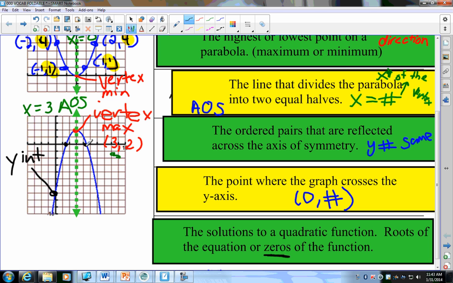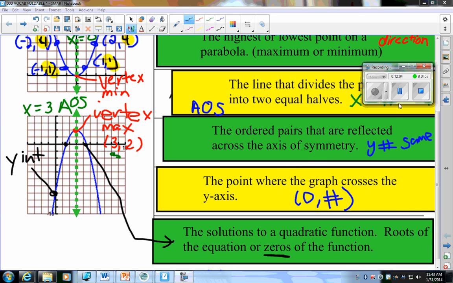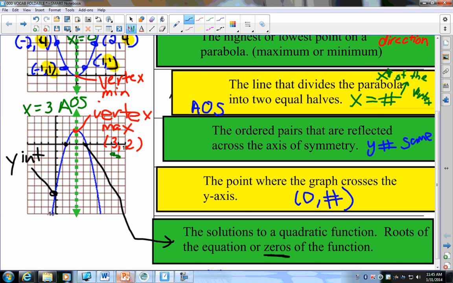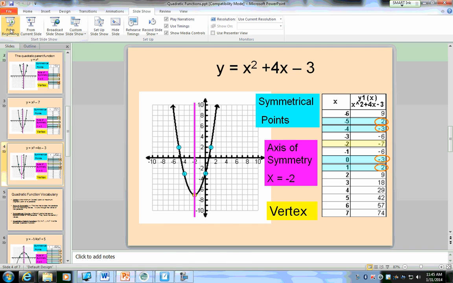Those are your x-intercepts. Those are your zeros. Let me give you a second to finish writing that down. All right. Now, with your pencils down, I want you just to look at the PowerPoint. We're only going to go through a couple slides.